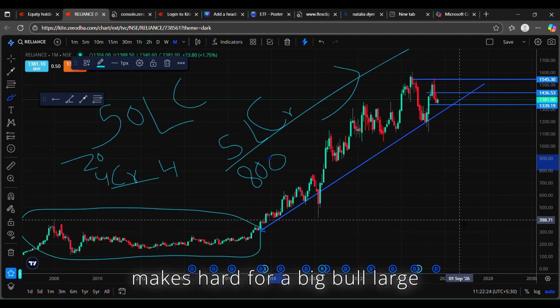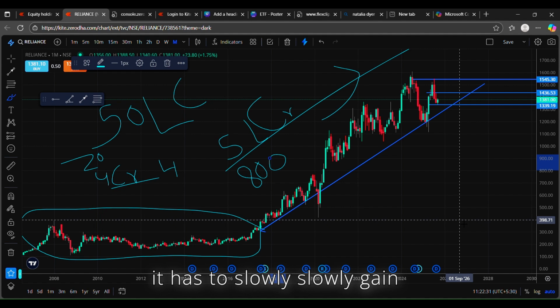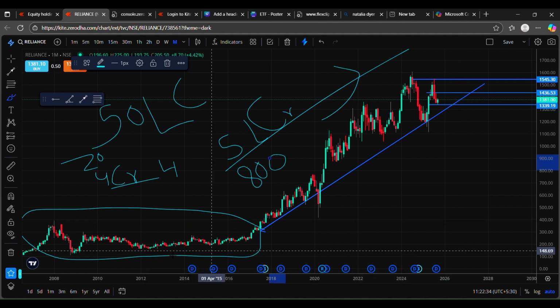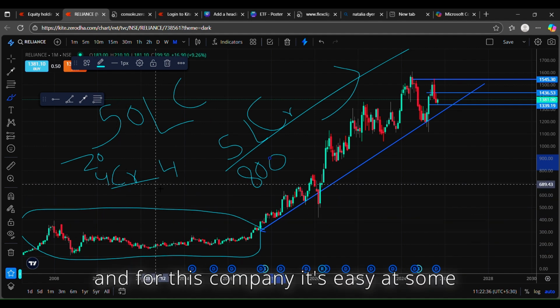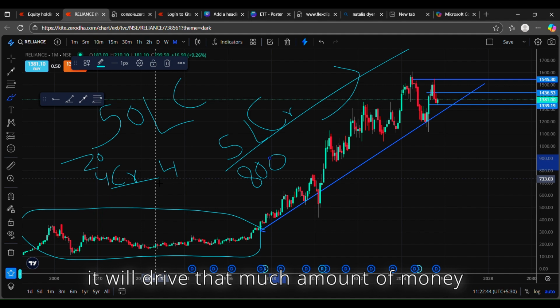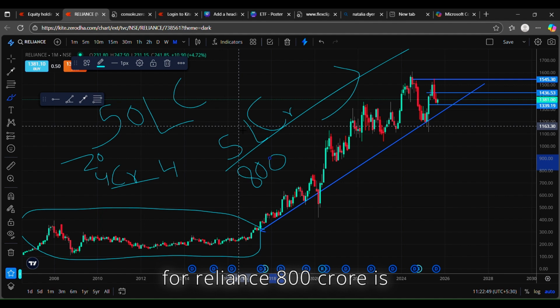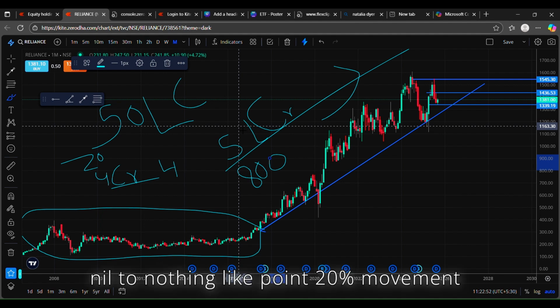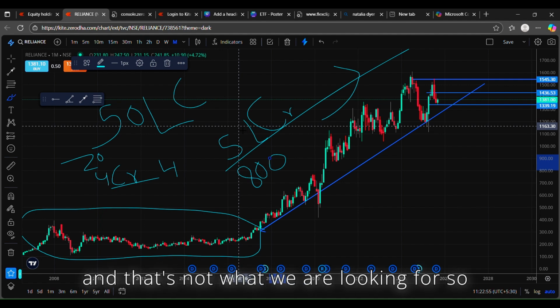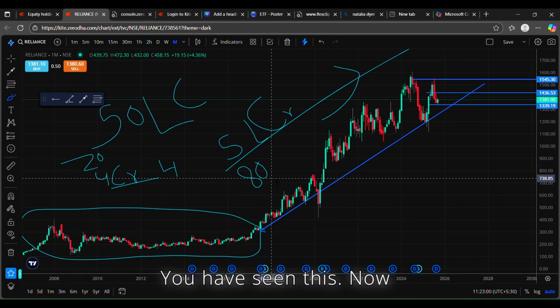It makes it hard for a big large cap company to perform a certain way; it has to gain slowly. And for this company, it's easy. Add some news, some sort of good rating and all, and it will drive that much amount of money, let's say 800 crore, and that's easy. But for Reliance, 800 crore is nil to nothing, like a 0.20% movement, and that's not what we are looking for. So, you have seen this.